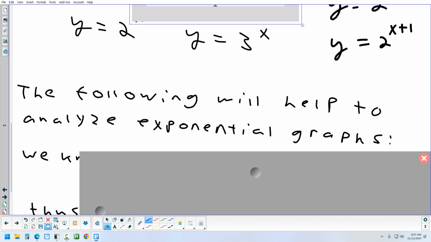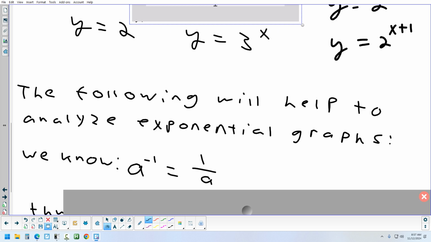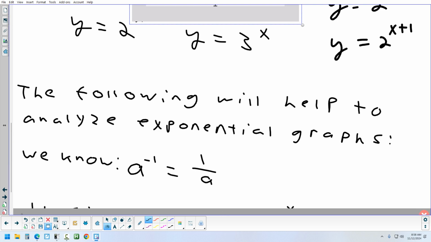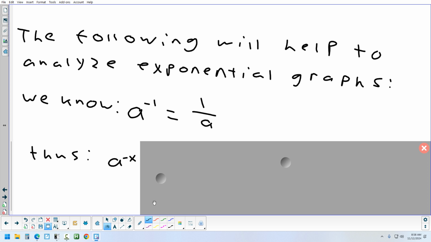How about a to the negative 1? How would you rewrite a to the negative 1 using a positive exponent? Ryan? 1 over a. 1 over a, yep. So we're going to use that idea to help us figure out something right here. Let's see if we can rewrite a to the negative x without a negative exponent.